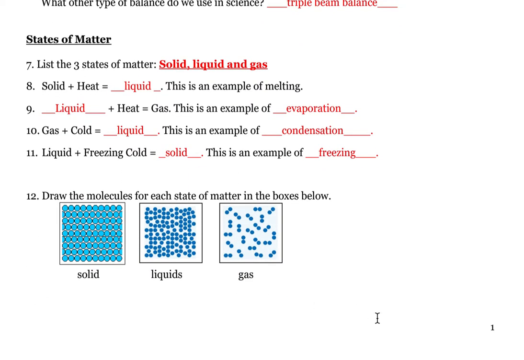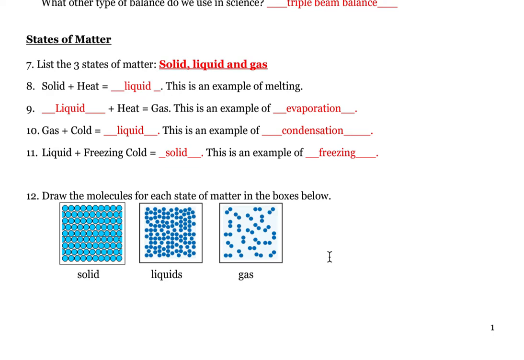States of matter. Number 7, list the 3 states of matter, that is solid, liquid, and gas. Number 8, solid plus heat equals liquid. This is an example of melting. Number 9, when you add liquid and heat together, that creates a gas. This is an example of evaporation. Number 10, when we cool down gas, gas plus cooled equals a liquid. That is an example of condensation. Number 11, liquid plus freezing cold equals a solid. This is an example of freezing.